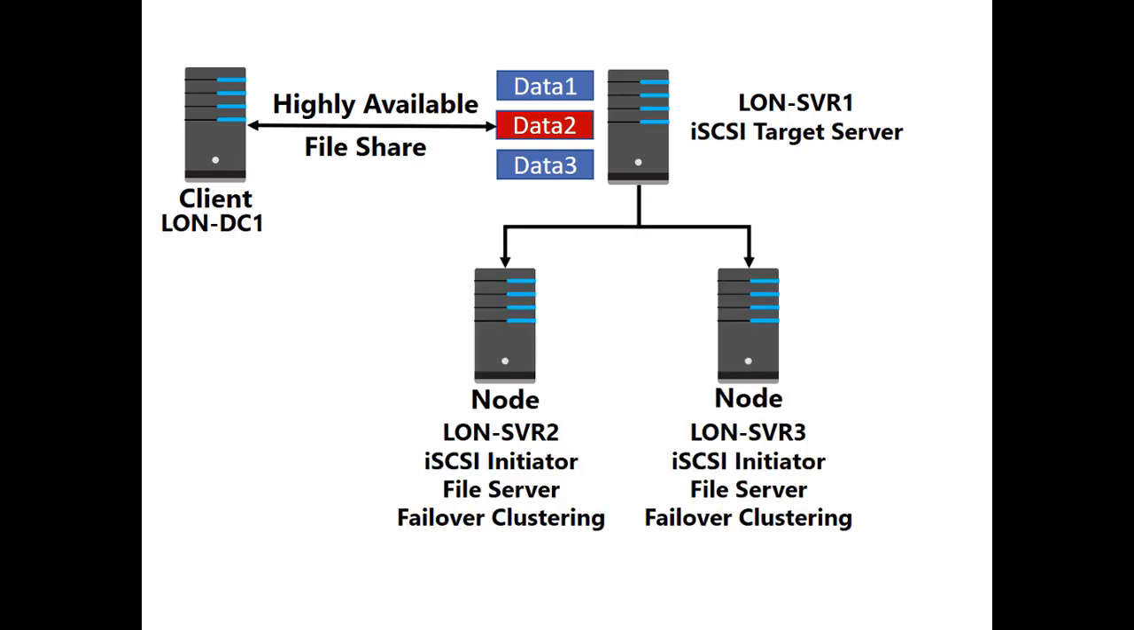I've also identified 2 nodes that can participate in a failover cluster. They are Server 2 and Server 3. I've used the iSCSI initiator to connect to the target server and ensure these nodes can see the shared storage. I've also installed the file server role, so each of these servers can present the data to the clients. And then lastly, I've installed the failover clustering role on each of these servers so they can participate in failover. And we've configured iSCSI storage previously and added roles to servers. So let's pick up the demo from here.